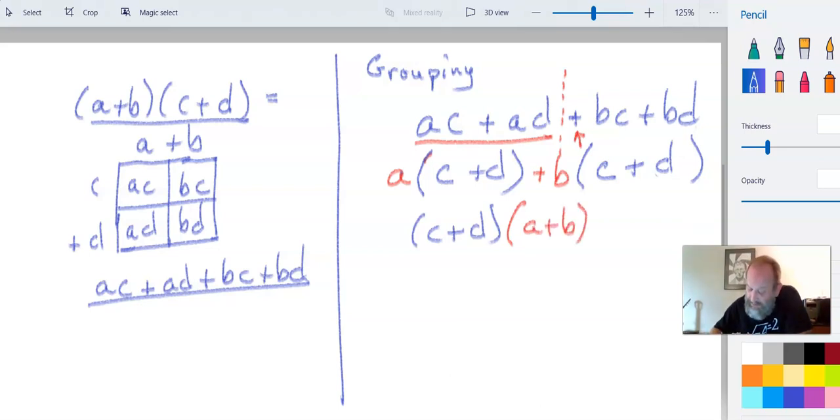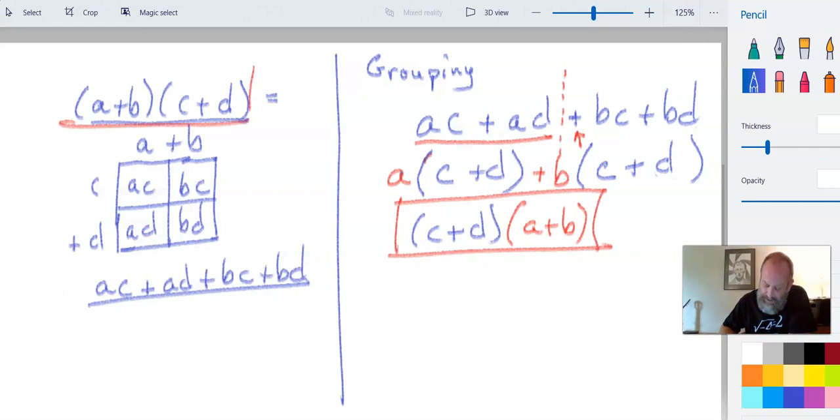A plus B. And so I have C plus D times A plus B. That is my final answer. And you notice it matches this one. It's in a different order, but it's the same factors.